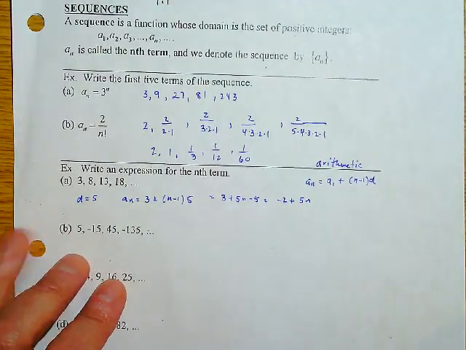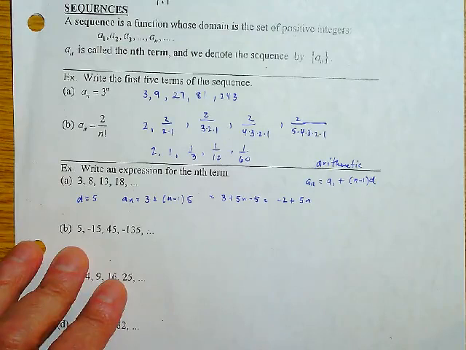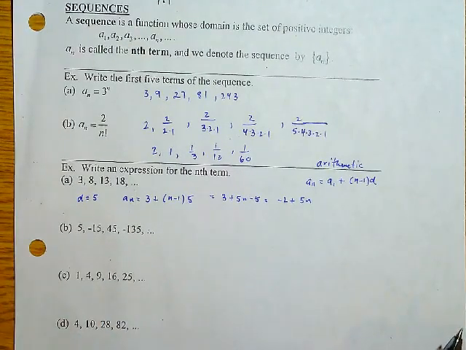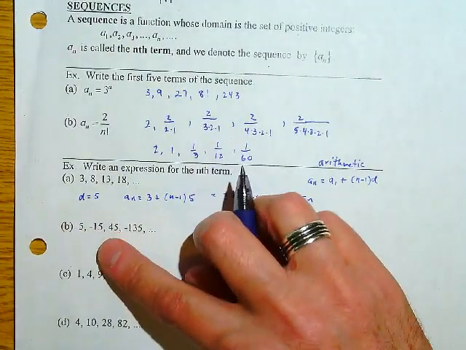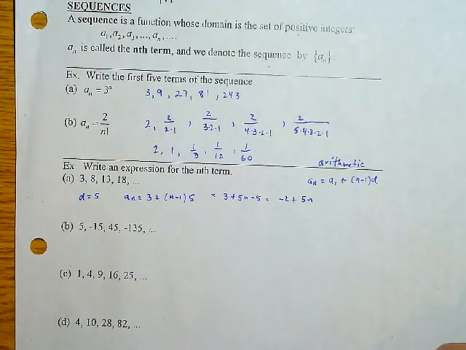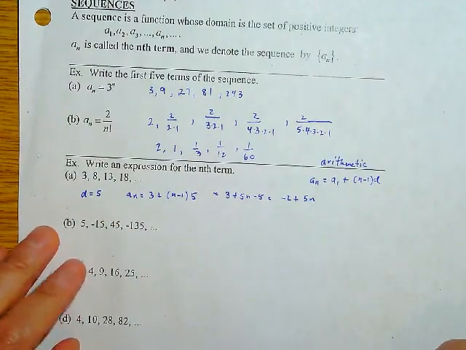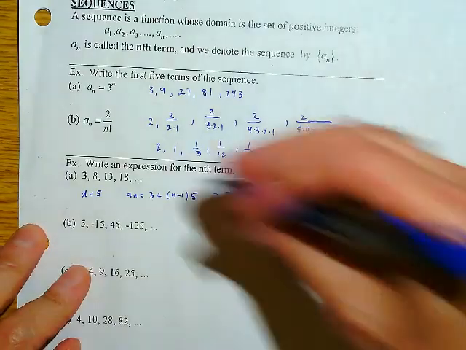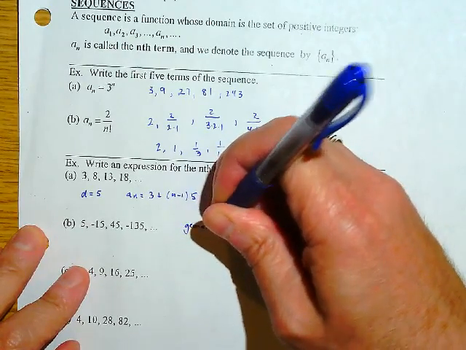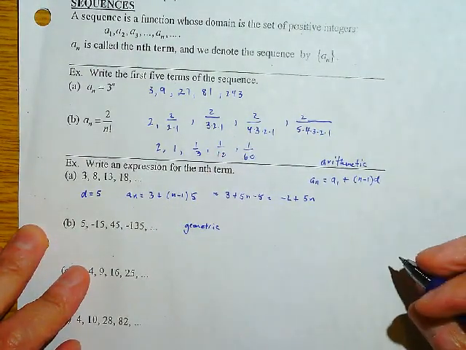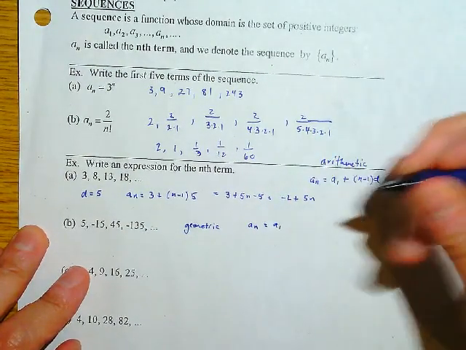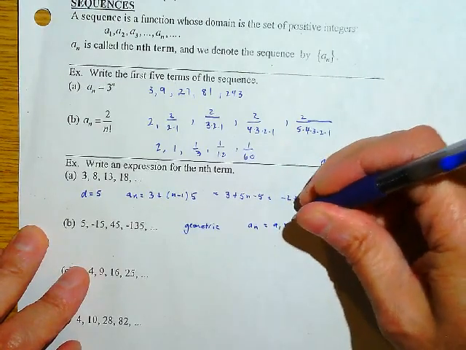Okay? The next one, well, this is not an arithmetic sequence, is it? Because I'm not adding to get from term to term. What does that look like we're doing to get from 5 to negative 15, and then again from negative 15 to positive 45? Looks like I'm multiplying by, oh, I don't know, maybe negative 3. That is a geometric sequence. And the geometric sequence rule is like this: a sub n equals a sub 1 times r to the n minus 1.